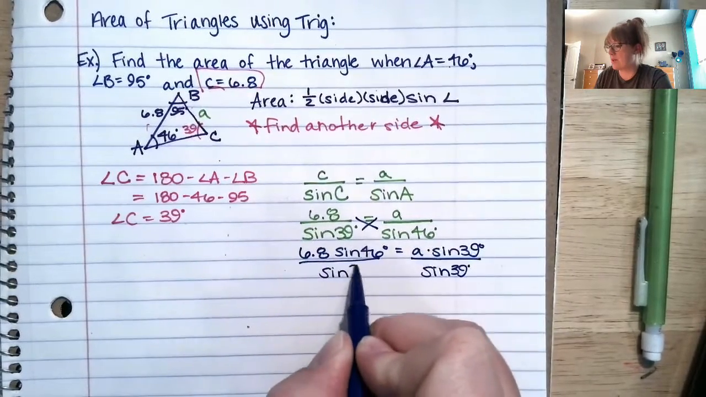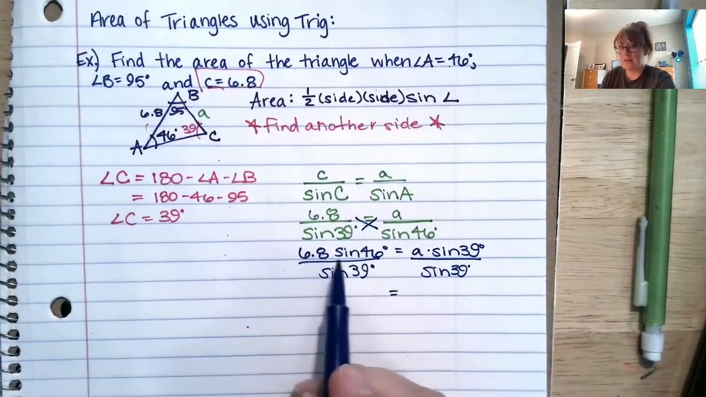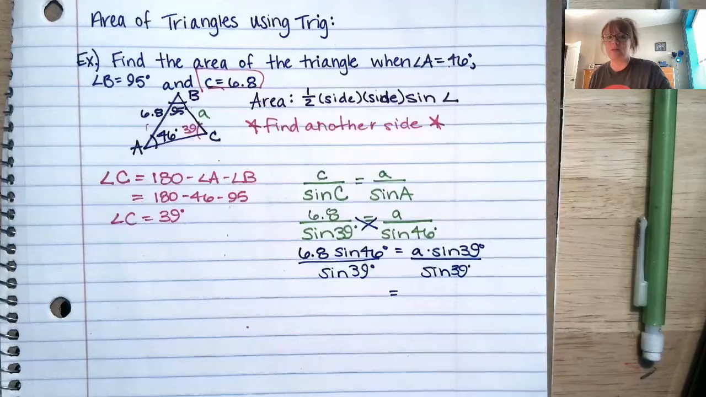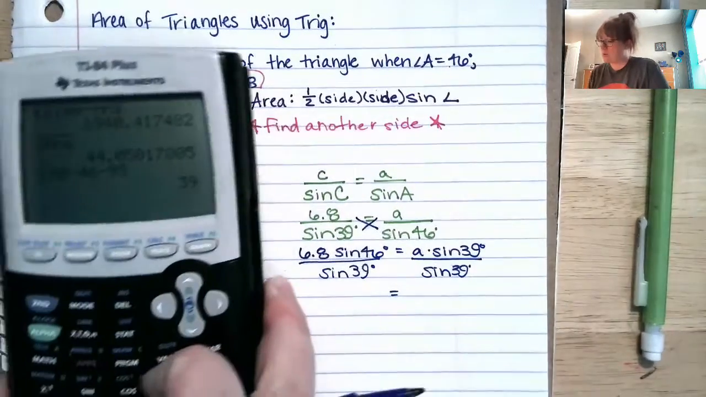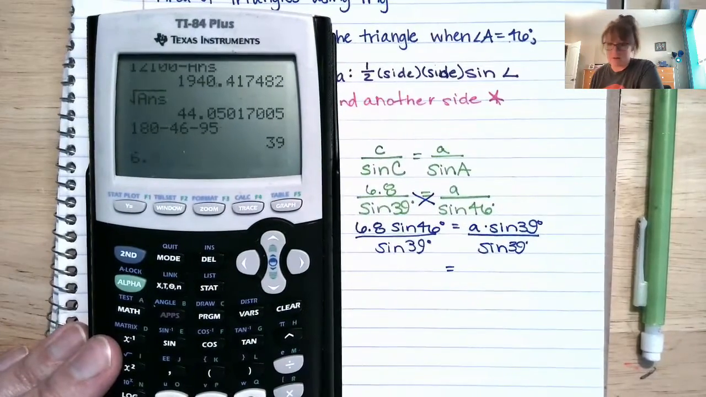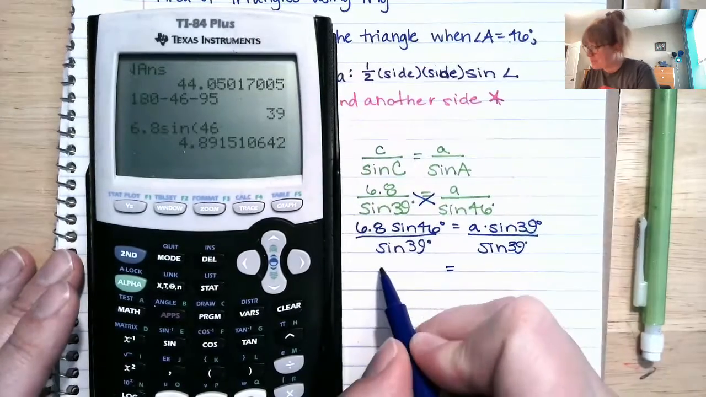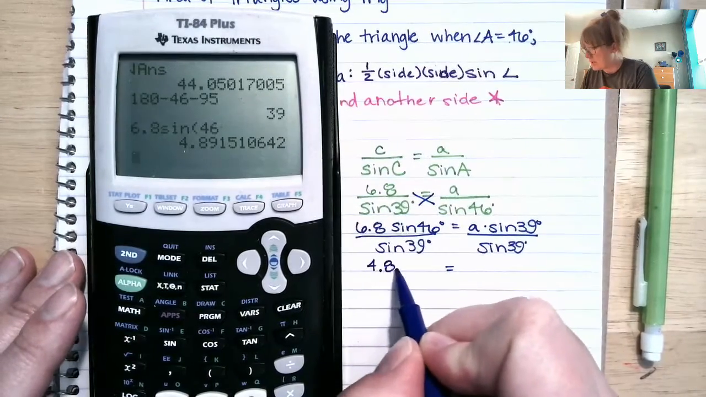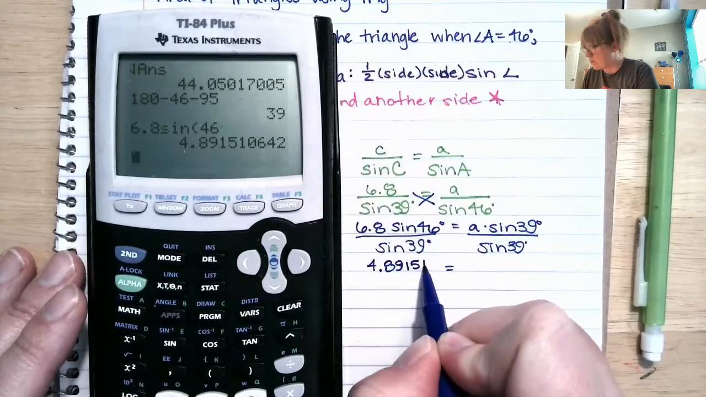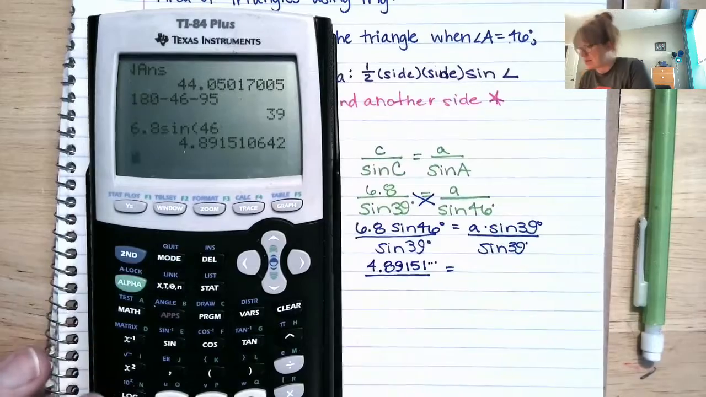Divide by sine 39. Okay, so there's no pluses or minuses in this numerator, so that means we can just plug it into our calculator. Because we don't have to worry about order of operations if it's all multiplication. So 6.8 sine 46, I get 4.89151, divided by sine 39. So let's go ahead and see what that is.